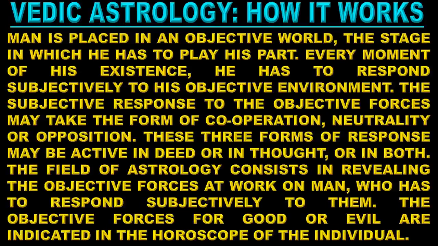Vedic astrology, how it works. Man is placed in an objective world, the stage in which he has to play his part. Every moment of his existence, he has to respond subjectively to his objective environment. The subjective response to the objective forces may take the form of cooperation, neutrality, or opposition. These three forms of response may be active in deed, or in thought, or in both. The field of astrology consists in revealing the objective forces at work on man, who has to respond subjectively to them. The objective forces for good or evil are indicated in the horoscope of the individual.